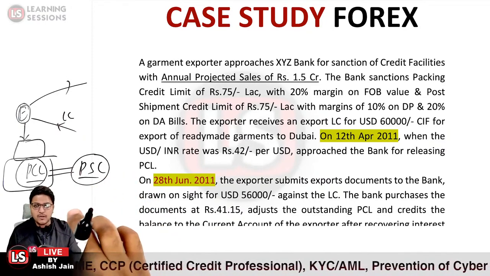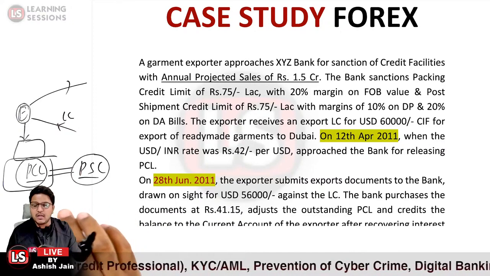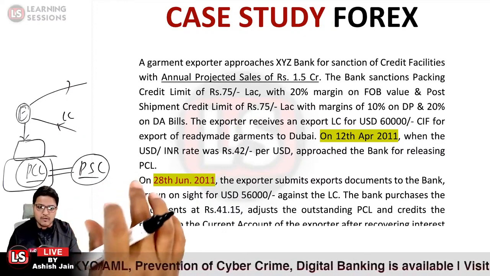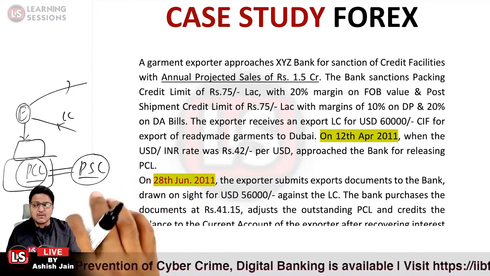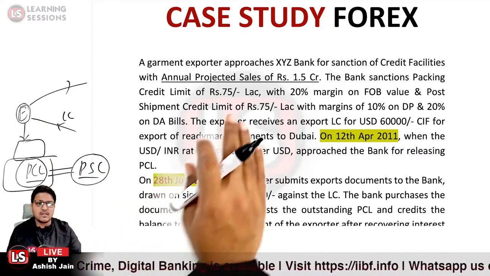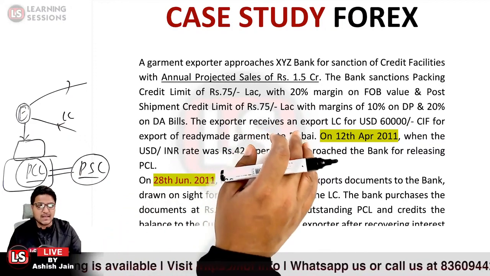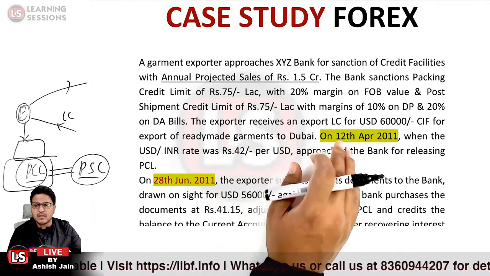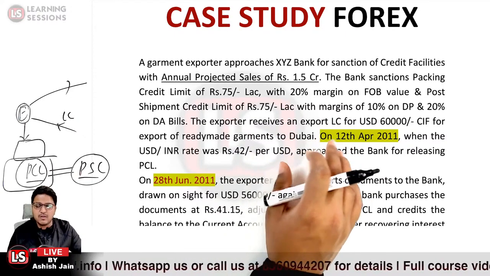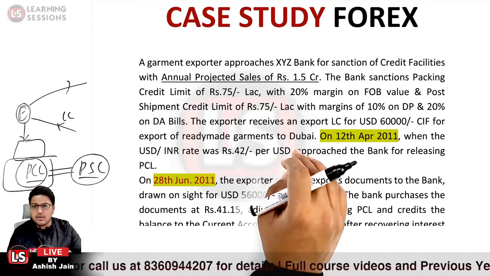So we have learned so far that the bank sanctions the pre-shipment credit amounting to rupees 75 lakh with margin of 20% on the free on board value. And when it is converted into the post-shipment credit, the amount allowed is again 75 lakh rupees. But if it is a sight basis LC, the margin is limited to 10%. But if it is DA bills, meaning the bills have been drawn, it would be 20%. So in case the bills are not drawn, it means what?